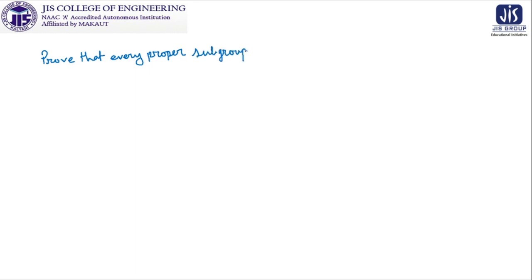Why am I talking about a proper subgroup? Every group is a subgroup of itself, so we are not going to consider that one. Of a group of order 6 is cyclic. So what is the claim? The claim is we have to prove that every proper subgroup of a group of order 6 is cyclic.